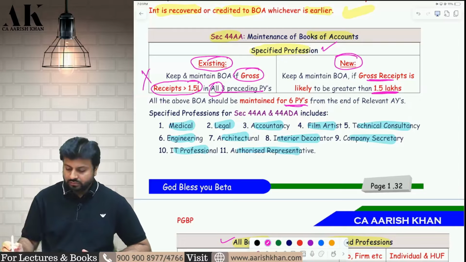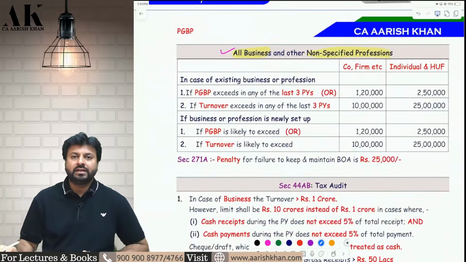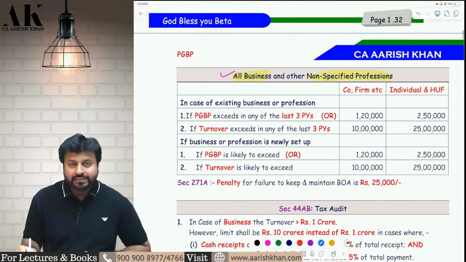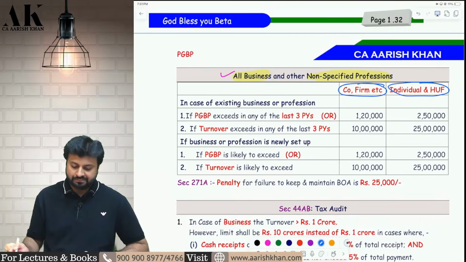So you have to maintain till 2032. I hope it is clear to all of you. Now, what about others? For others, the limit is very simple, not so strict. In that, there are two limits. For individual HUF, the limit is higher. For company, firm, others, the limit is lower.